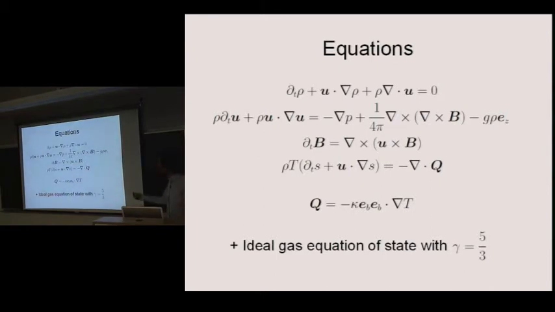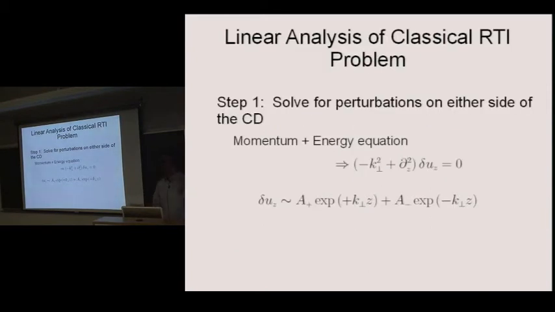And in order to close this system, you need an equation of state, so I just pick ideal gas with gamma equals 5/3. So it makes things easy. The problem is hard enough as it is. So the classical problem, I'm not going to consider conductivity for now. I'm just going to do this kind of easy warm-up problem.